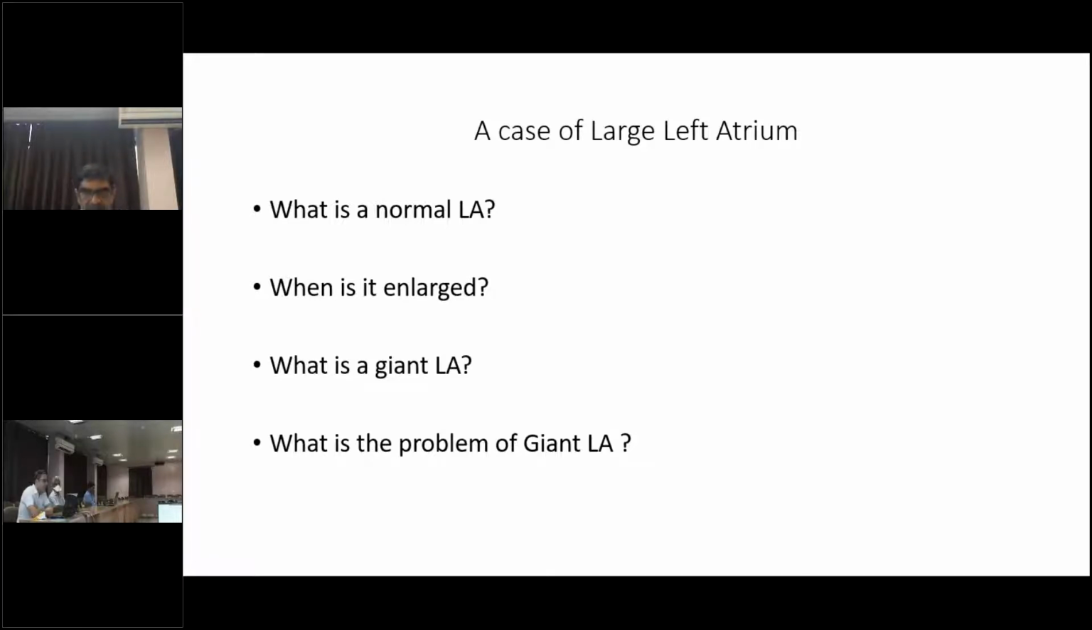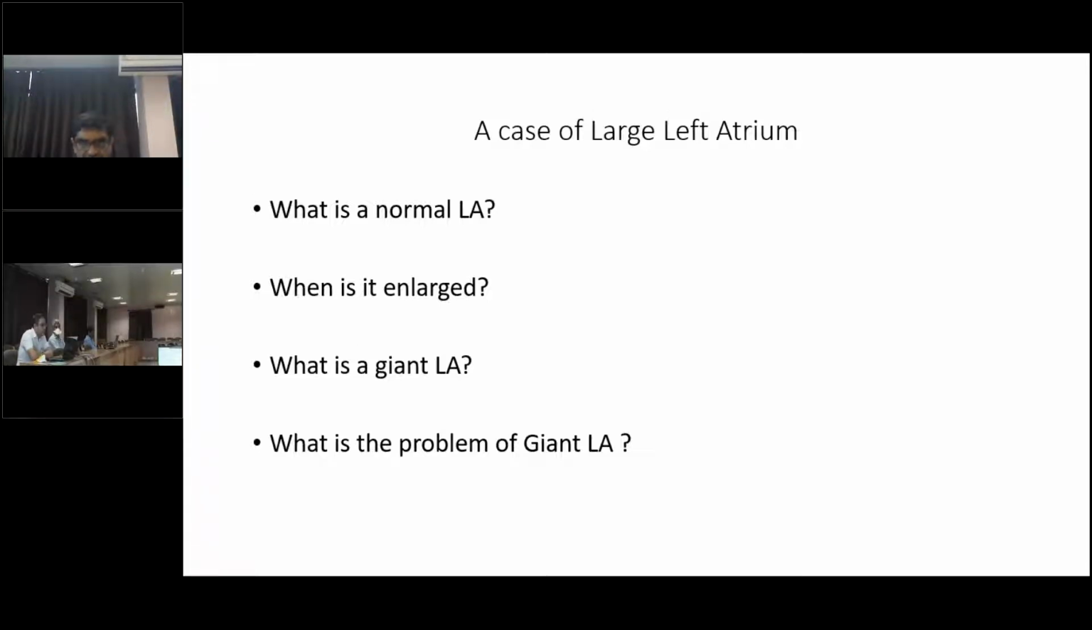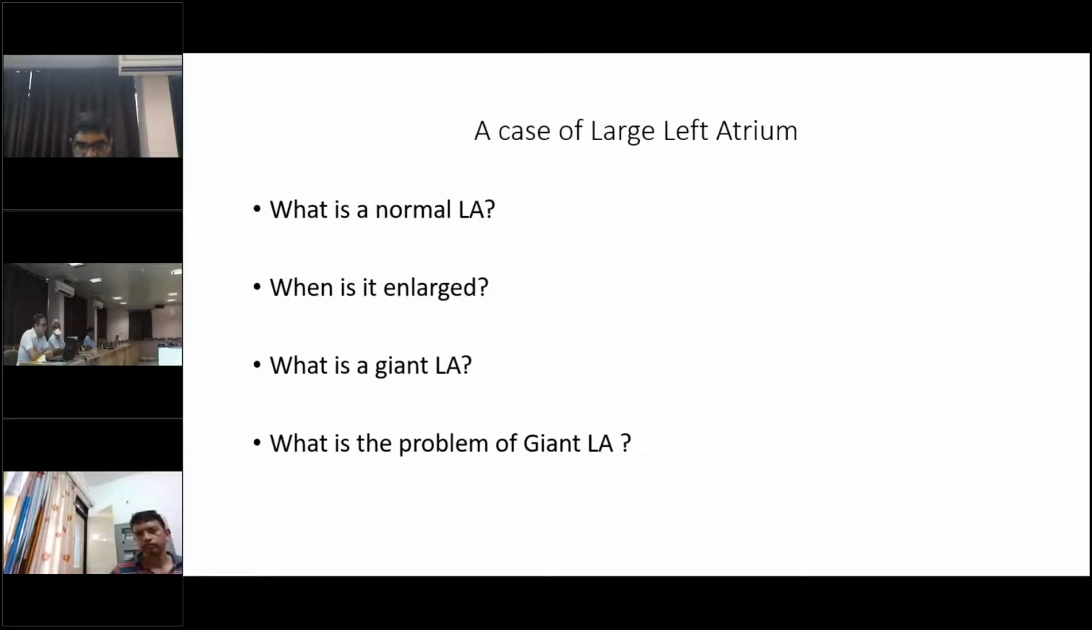So normal LA size ranges between 28 to 37 millimeters in size. And it is the chamber which is located just behind the ascending aorta. So the eyeball assessment is that the left atrium should be at least the size of the aorta, and if it is more than the size of the aorta, it is enlarged. So if it is more than 40 millimeters in size, it is called a large, enlarged left atrium.